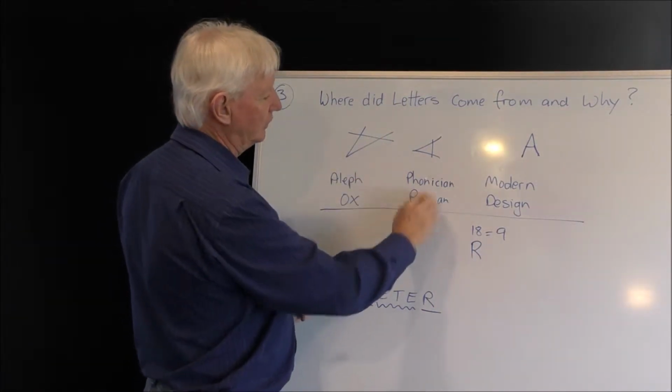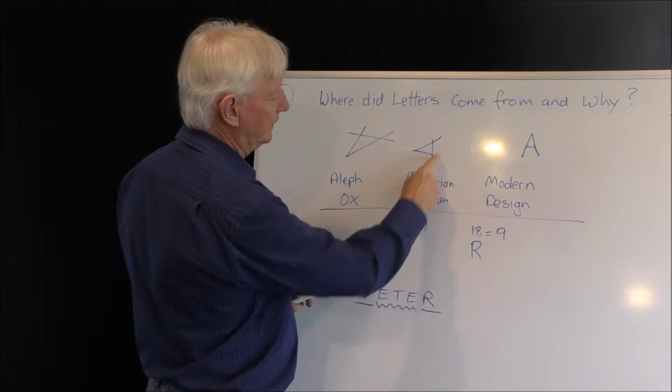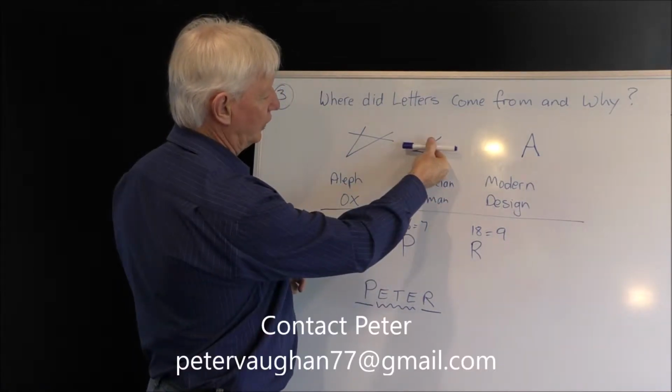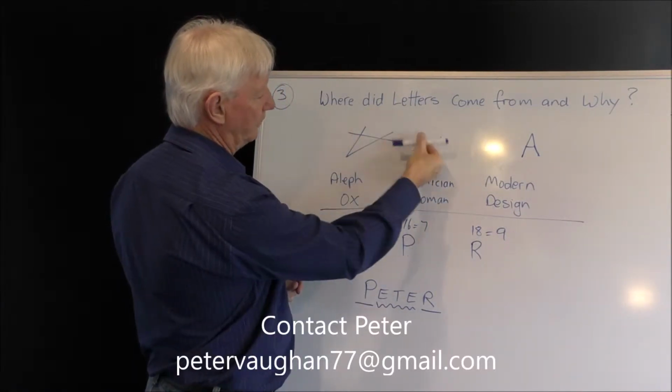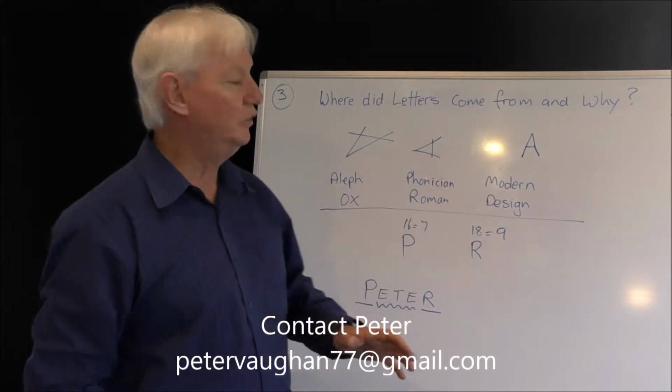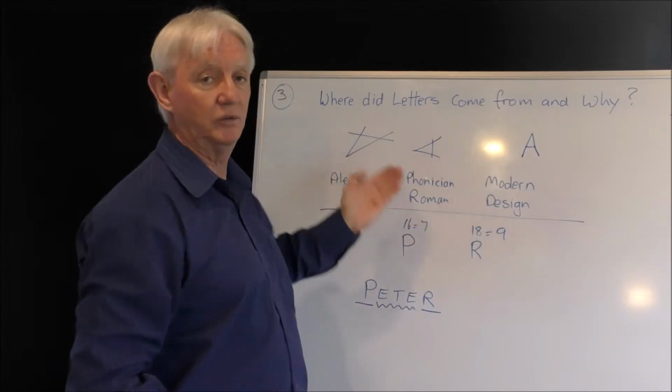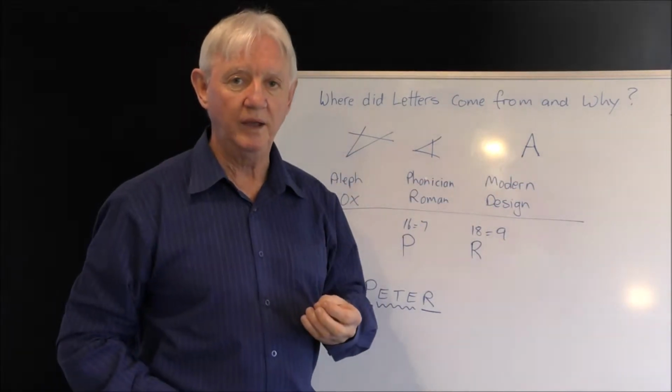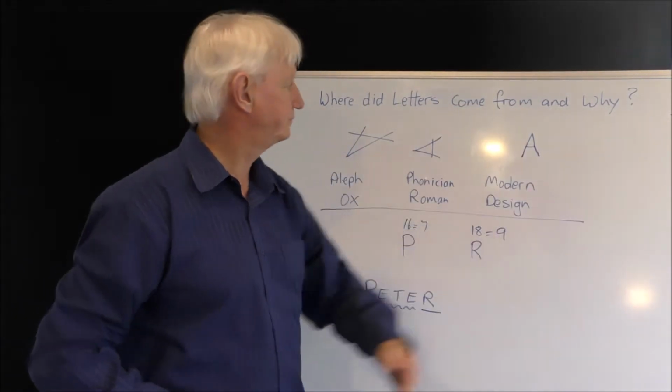Now the Phoenicians and the Romans swung it over a bit more and made it literally horizontal like this as opposed to its diagonal. And the modern design, the way in which we use it today, is like that, but it literally is represented by that from time immemorial.